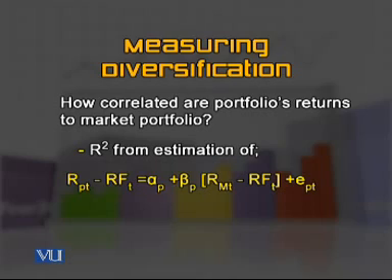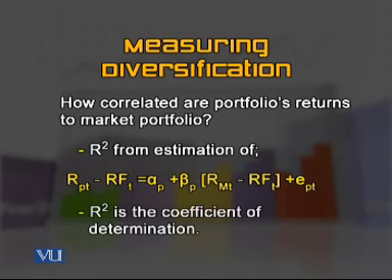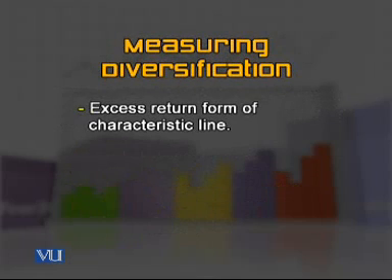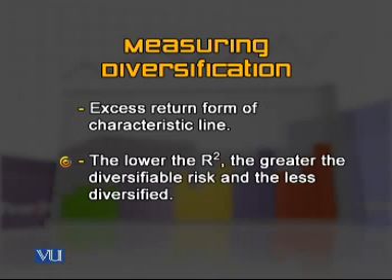Have a look at the screen, have a look at the equation appearing right now. R2 is the coefficient of determination, excess return form of characteristic line. And the lower the R2, the greater the diversifiable risk and the less diversified. You have to look at how diversified the portfolio is, what has been the results of the returns, and how good has been the excess return from the characteristic line. These are understandable when there is a lower R2, greater the risk. And we're talking about diversifiable risk.